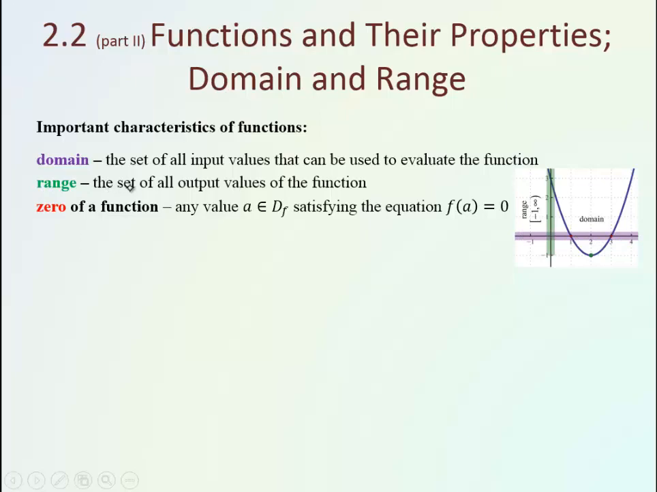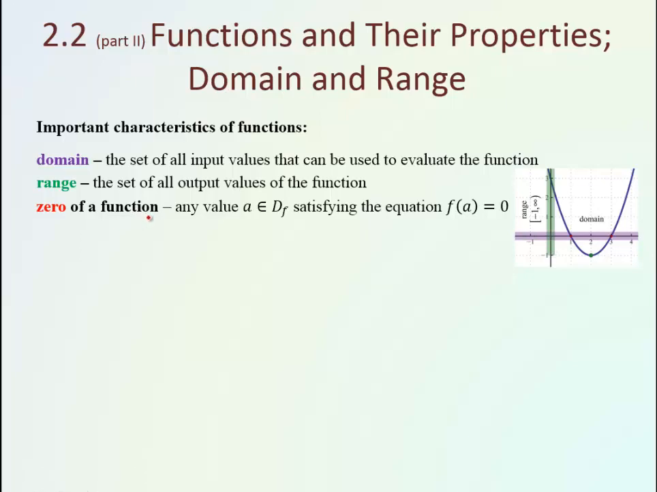Range is the set of all output values of the function. So what kind of values can we obtain? In this particular example of a parabola, the possible values start from -1, and then we can obtain any other value higher than -1. So similarly as before, we project the graph, but we project it onto the y-axis. And in this example, the range is marked in green.